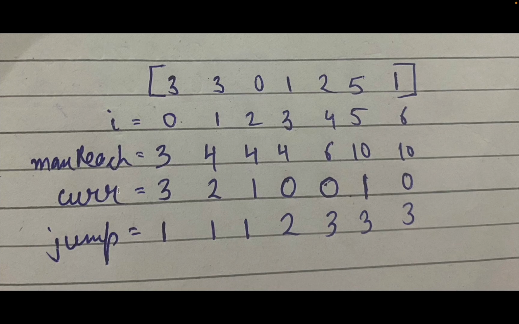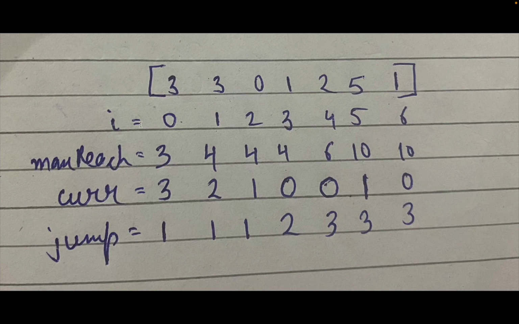its value, which is that whenever current becomes 0, we will update its value to max reach minus i. So up to what index we can reach at max whenever we jump. So this current will store that, and it will keep on decrementing one by one.